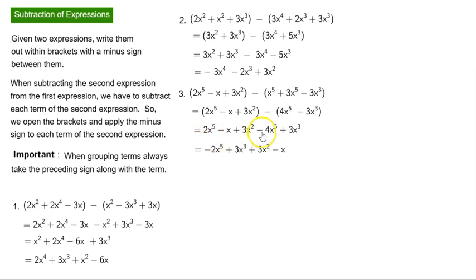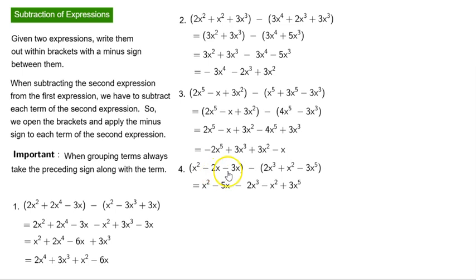How did we get that? Minus 4x to the power of 5 plus 2x to the power of 5 is minus 2x to the power of 5 plus 3x cube plus 3x square minus x. X square minus 2x minus 3x minus 2x cube plus x square minus 3x to the power of 5.